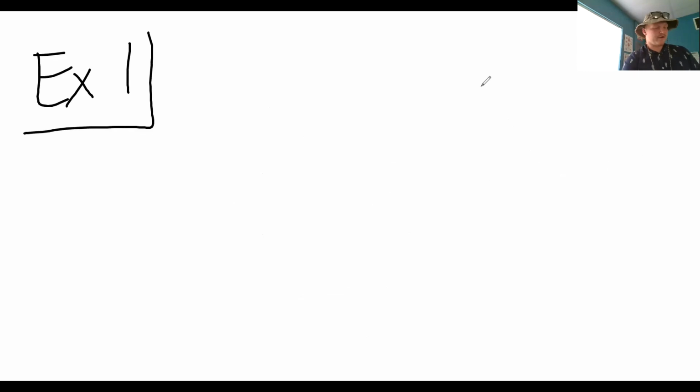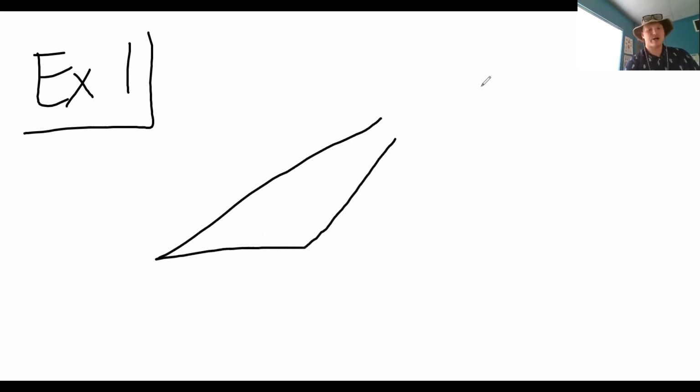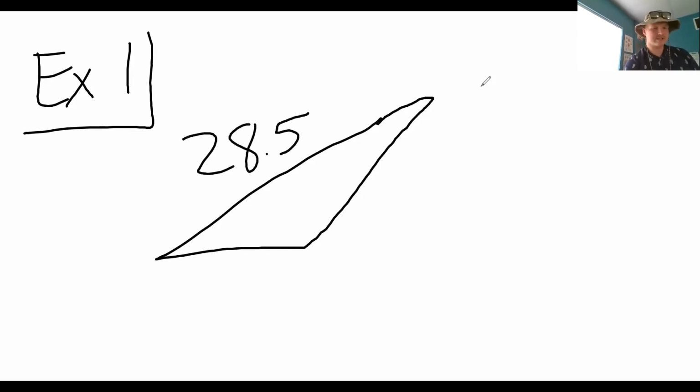So example 1, find the perimeter. Find the perimeter. What type of triangle is this? Obtuse, yep. Or a scalene triangle. So I have 28.5 centimeters. Actually, what did you say? True. Yeah, there's not 2 sides that are the same. It would just be like an obtuse, yep, because it's got one really big angle.